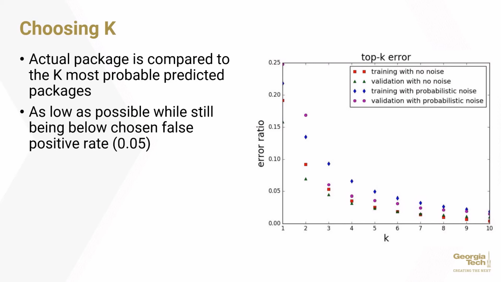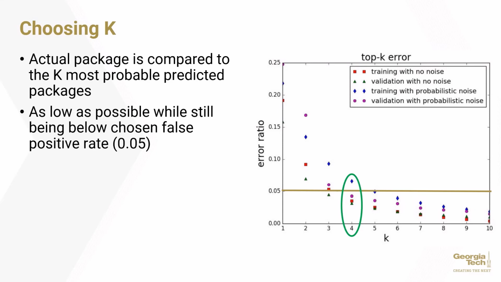And since the training/validation data doesn't have any anomalies, any error is going to be classifying a normal package as anomalous. And so you can consider the y-axis of this plot to be the false positive rate. And so you see with a value of k equals 4, for everything except the training error with probabilistic noise, we achieve that 0.05 false positive rate.